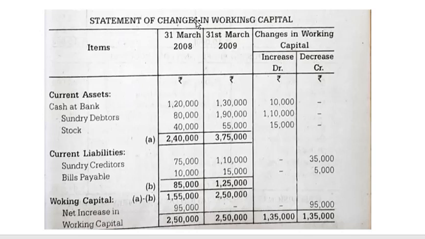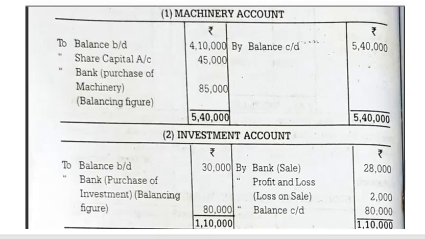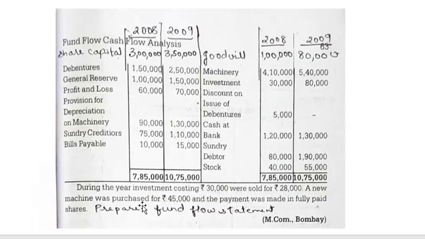Now comes the working note, because whenever there is any adjustment we have to open a working note for it. So we will open the working note. I have opened a machinery account, because there was an adjustment for machinery. So here, to balance brought down. When it is an asset, it begins with a to balance brought down. Asset 4,10,000. Now there is an adjustment, check in the problem.